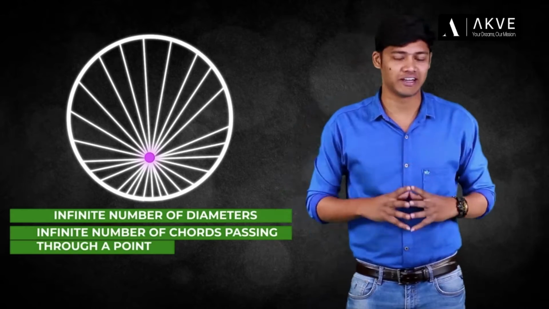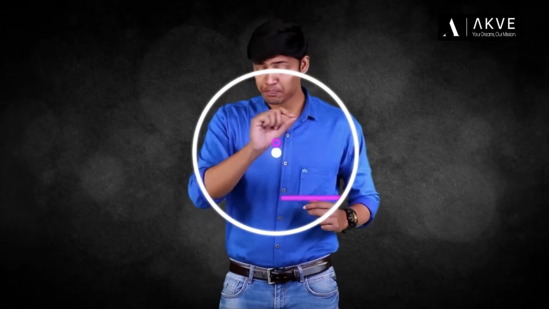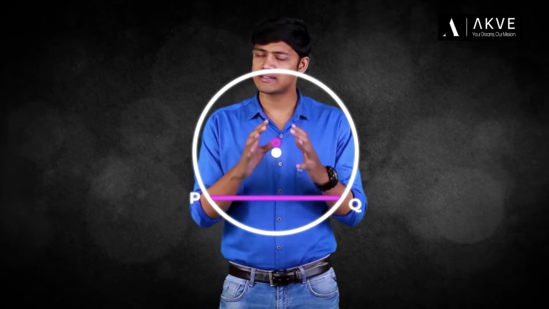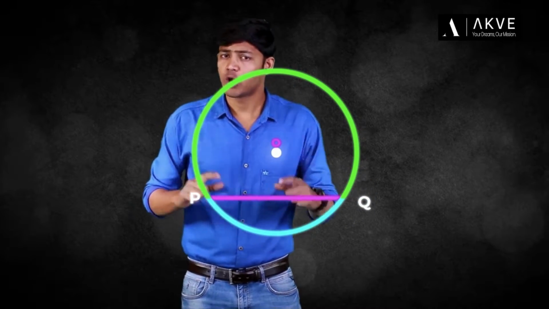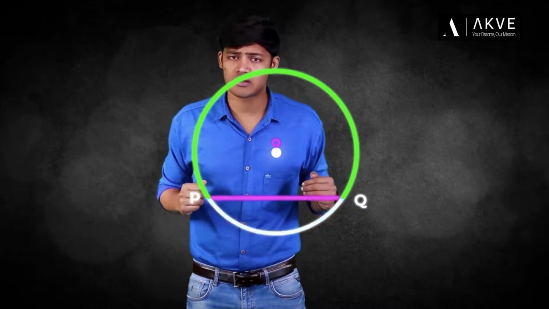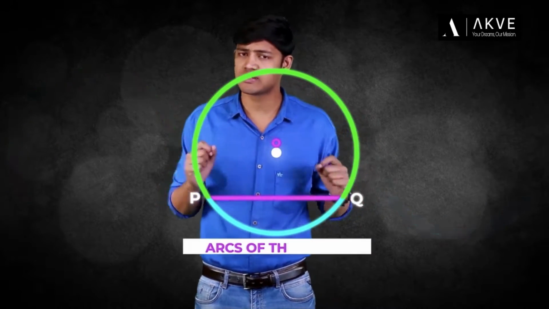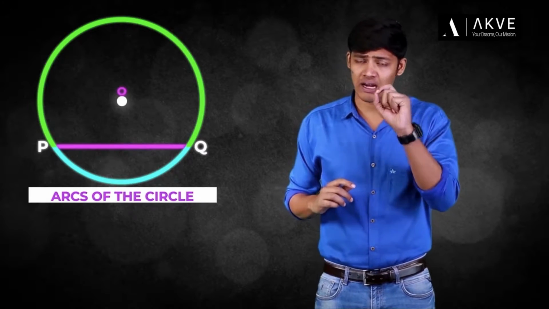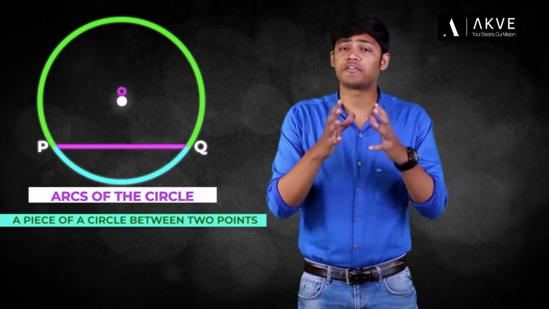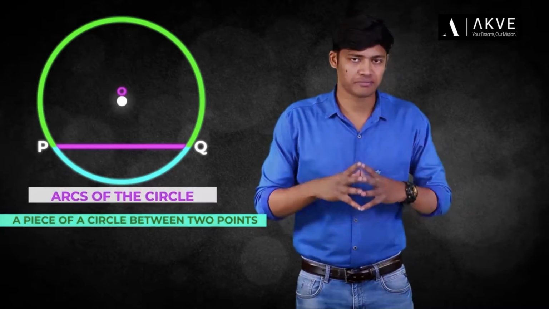Now, here is a circle with the center O and PQ is a chord in this circle. By drawing the chord PQ, we have divided the circle into 2 portions. One is this and the other one is this. Now we say that both these pieces are known as the arcs of the circle. Putting this in words, we can define an arc as the piece of circle between 2 points.